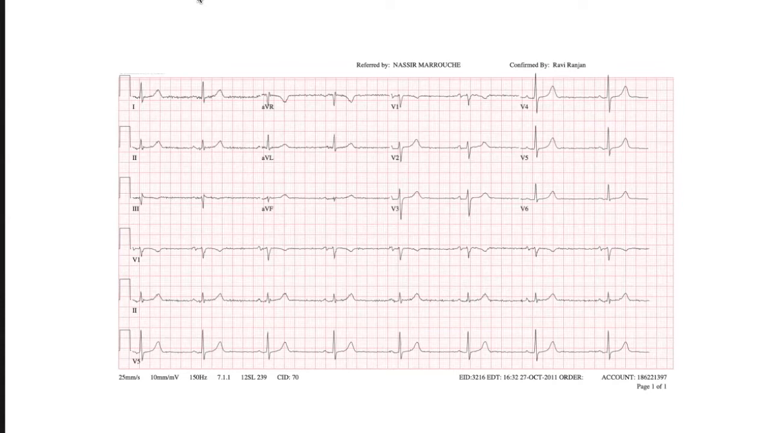Do we have a number for 7 boxes per heartbeat? 43 beats per minute? Great. So do we think this is a fast rhythm, a normal rhythm or rate, or a slow rate?